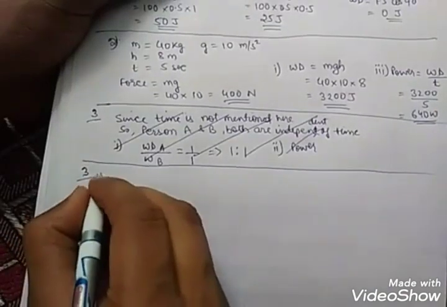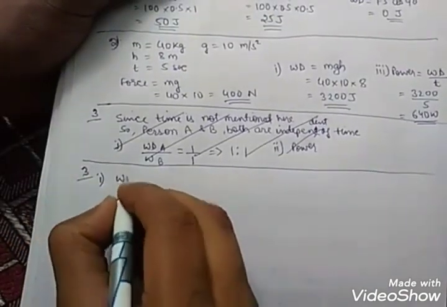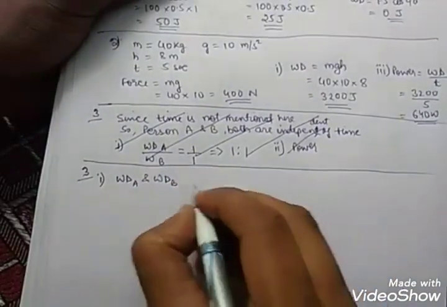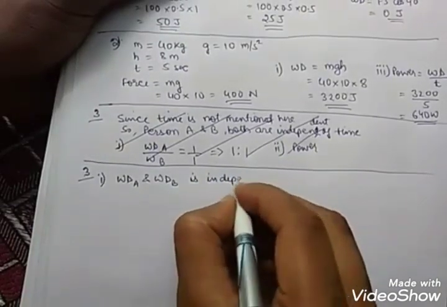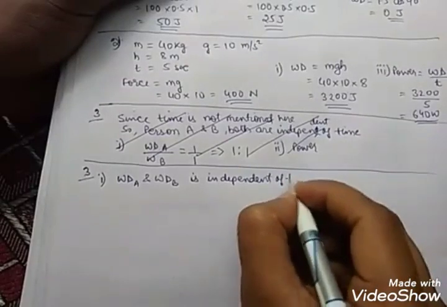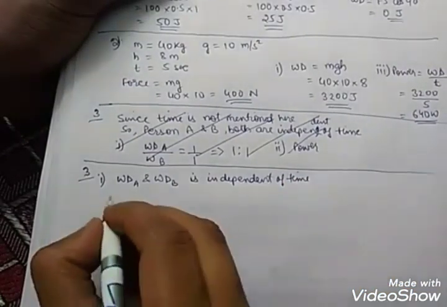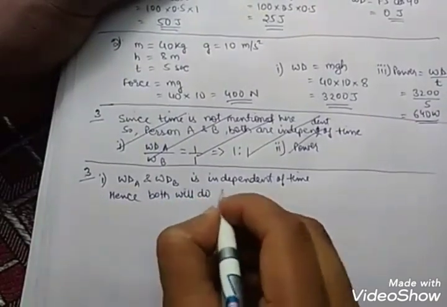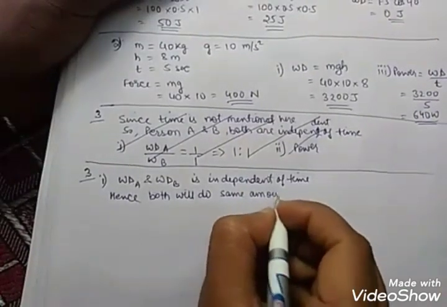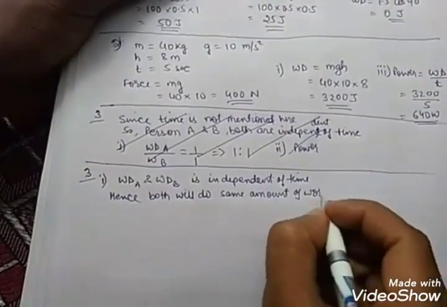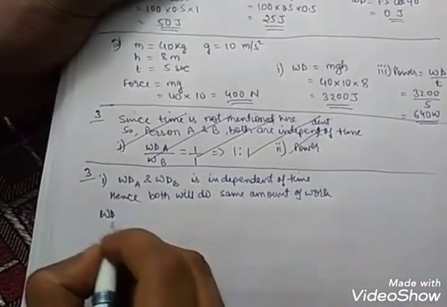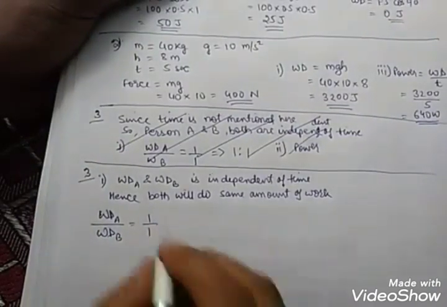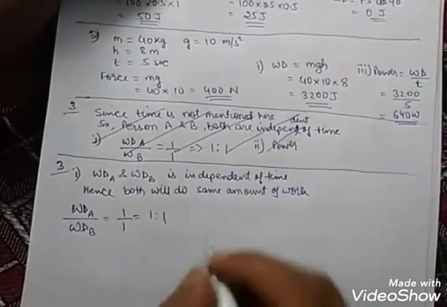Solution number 1. See, the work done by person A and work done by person B is independent of time. Hence both will do the same amount of work. So work done by A by work done by B will be equal to 1 by 1, since it is same. So ratio is 1:1. Number 2, power.